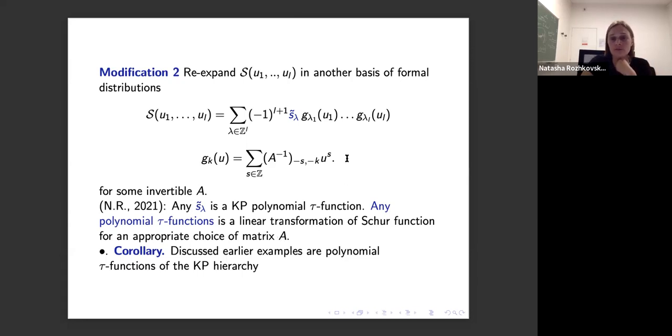So why is this good for us? This is good for us because we have many examples coming from different papers for which we know that they are going to appear in this kind of series. Therefore, we know right away that there are going to be examples of tau functions of the KP hierarchy as soon as we express them through power sums. So this is how we can describe polynomial tau functions.